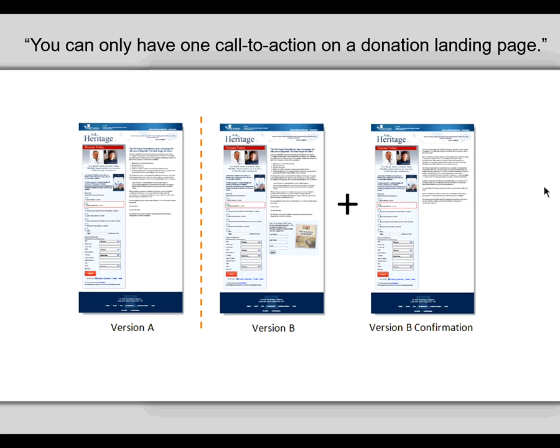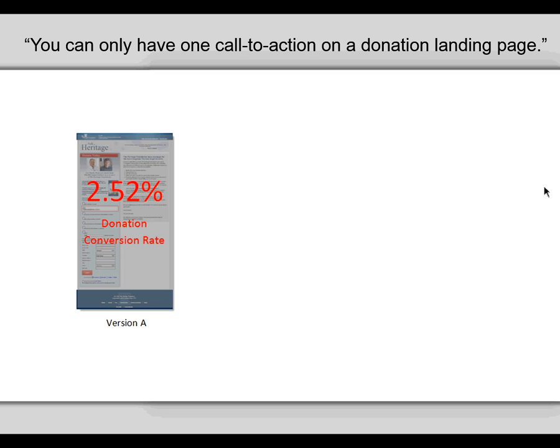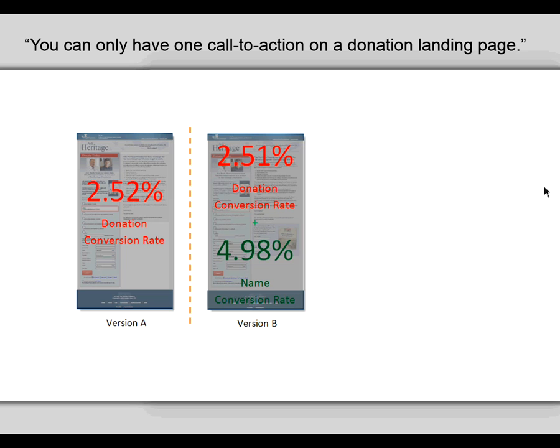Version B is a 2-step, 2 call to action. So we set up our A/B split test. Version A had a 2.52% donation conversion rate. Version B, a 2.51% donation conversion rate. So statistically, exactly the same conversion rate.